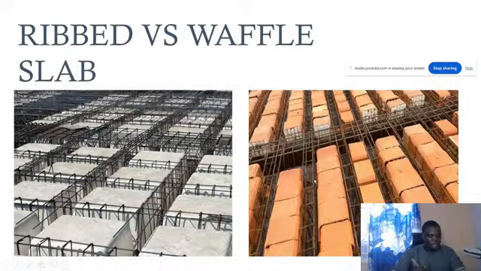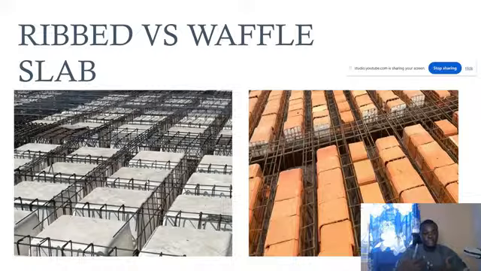Then another major difference is that the rib slab, the one on the right, is usually constructed either by precast or in situ casting; what we have here is in situ casting. In the precast case, the beam ribs are precast, then installed on the site, and then the topping slab is cast on top. But for waffle slab, most of the time it is cast in situ.